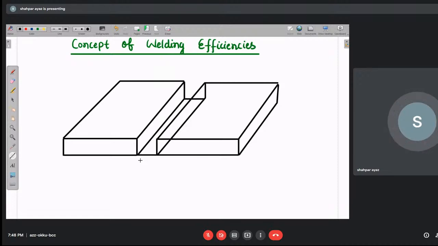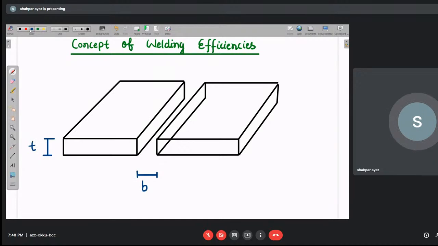This sheet which we are going to join. So here everyone, let's understand. These are two sheets. This is the thickness T, and the gap between the plates is B. T is the thickness of the sheet and B is the gap between the plates.